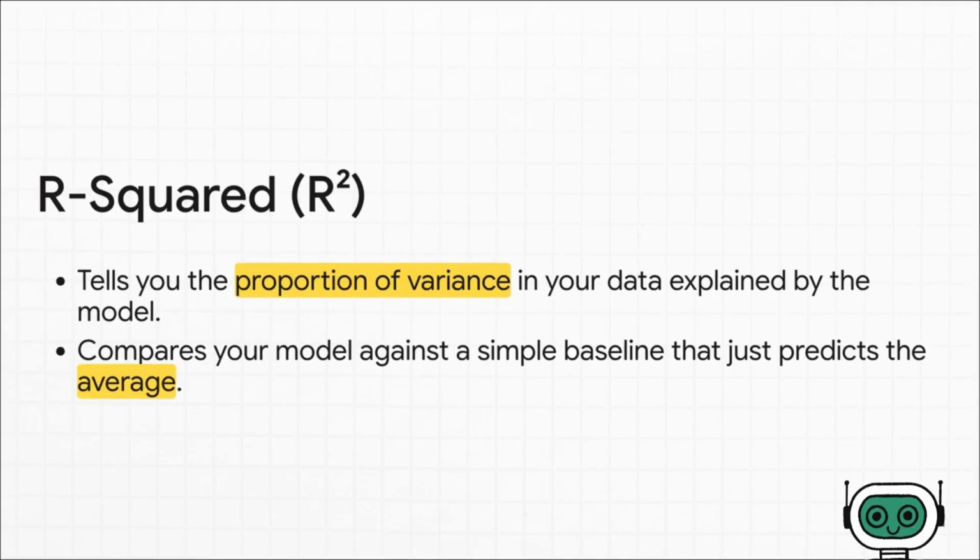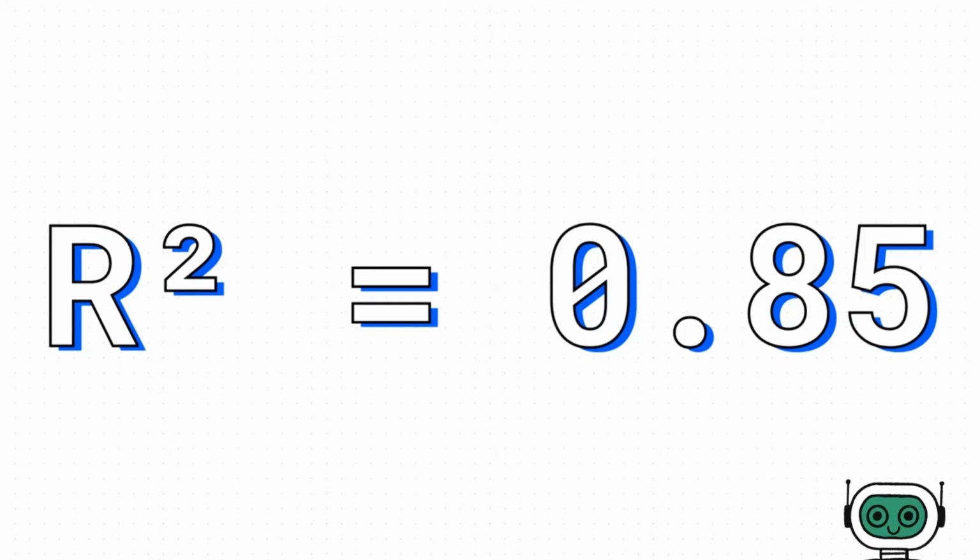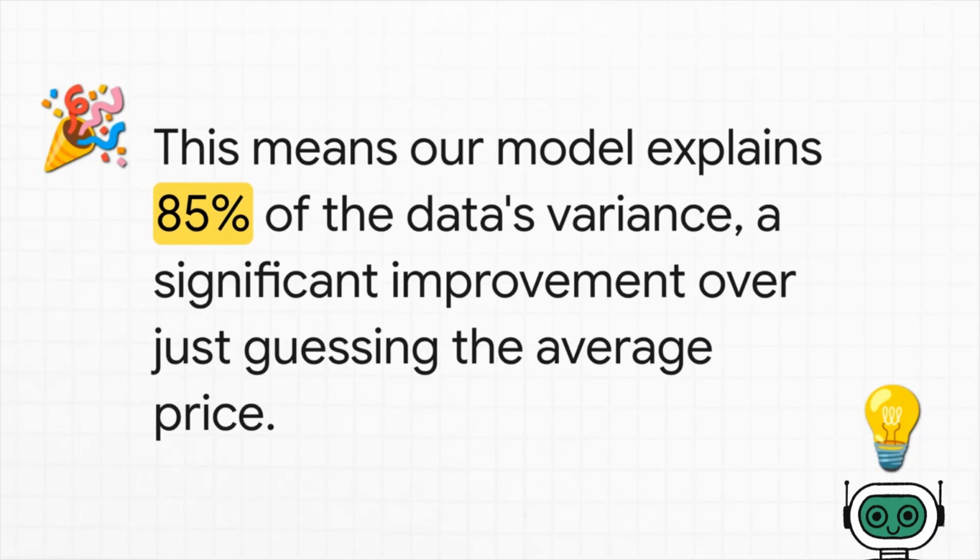R-squared answers a very specific question: how much better is our model than a naive baseline that just predicts the average value for every single data point? It gives you a percentage that tells you how much of the data's variance your model was able to explain. So if you get a value like this, it means your model is capturing 85% of the variation in the outcome. That's a huge improvement over just guessing the average every time. It's a grade on your model's report card.